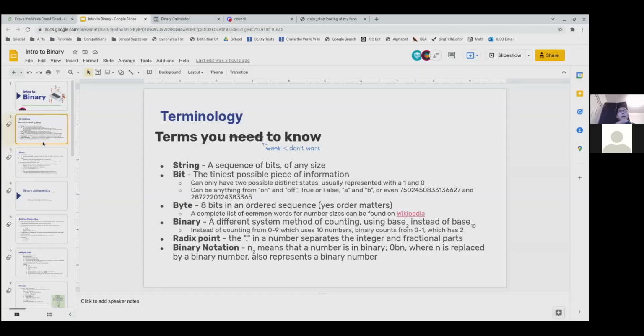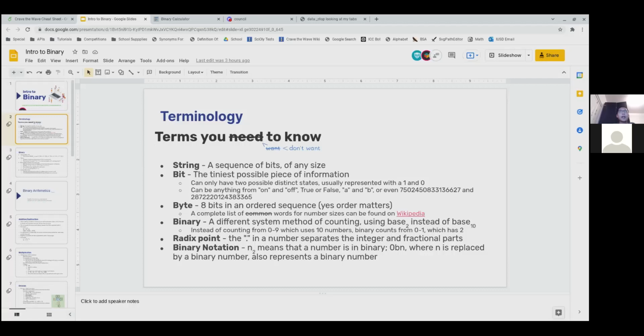Terminology you need to know for binary. So in binary, there's a lot of things you need to know. For example, you should start off by learning about stuff that's not really related to binary, but still useful. For example, a string. A string is a sequence of bits of any size.